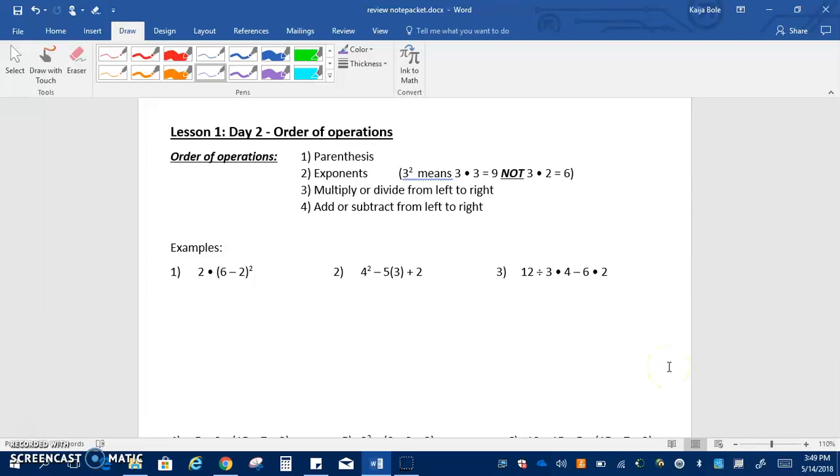Alrighty, here we are on lesson 1, day 2 of order of operations. So again, more of what we did yesterday, just some more steps added in here. So if we look at number 1, we've got parentheses, we've got exponents, we've got all kinds of stuff.